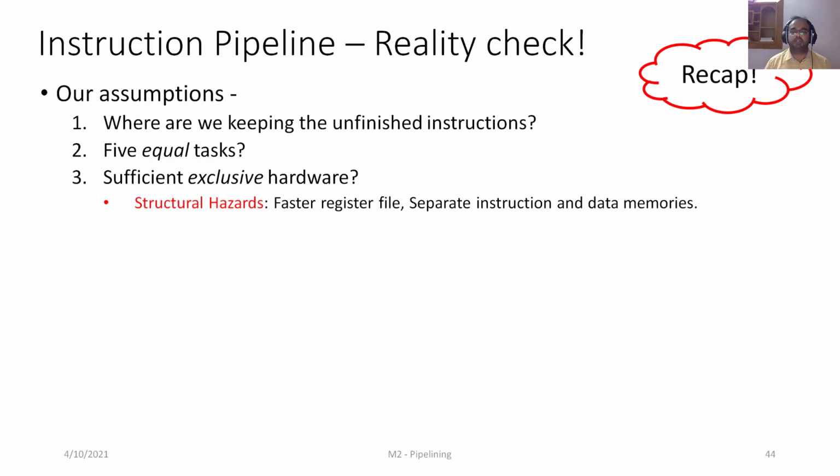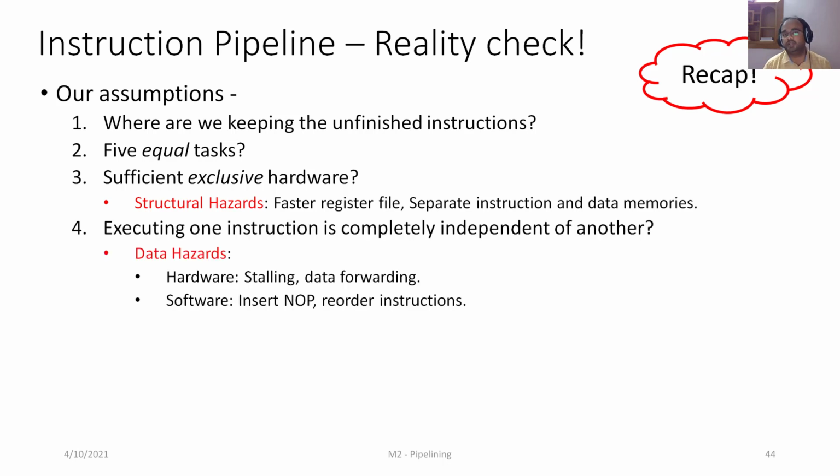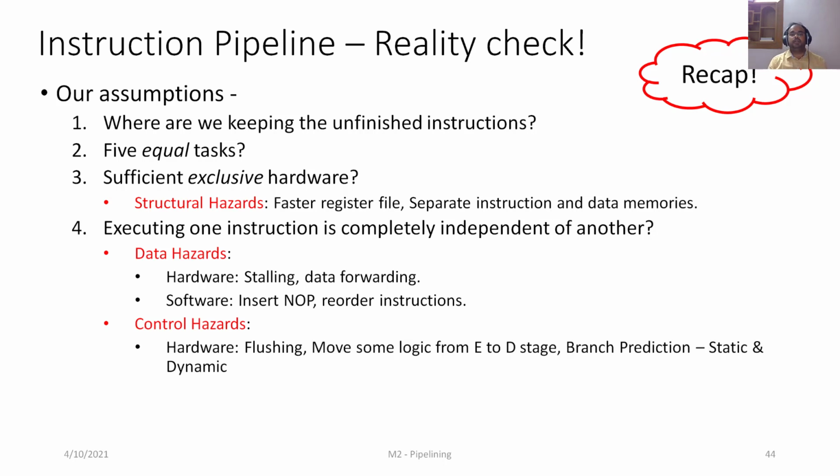The very first one was structural hazard, and following that we looked at the data hazards. We looked at a couple of techniques at the hardware and a couple of them at the software aspect. And over the past two lectures, we started looking at branch prediction for handling control hazards. And before that, we looked at some basic techniques like flushing and moving some of the branch resolution logic from the execute stage to the decode stage.